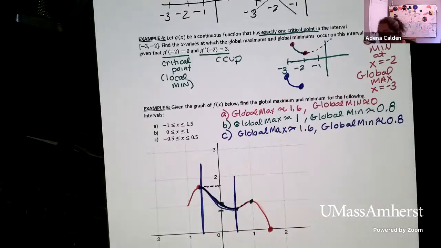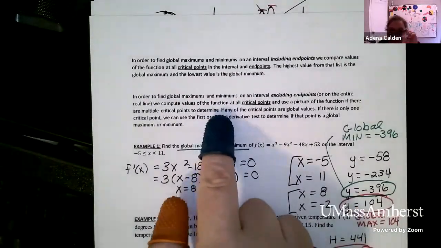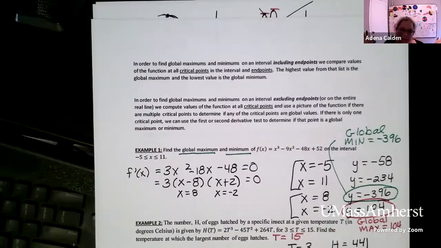So I'm just going to go back to our definition page that we started with. What do we do if we don't have endpoints? In order to find a global max and min on an interval that doesn't have any endpoints, so just an open interval, we compute the values of the functions and find all the critical points. So we still do that step. We say, okay, are there critical points of this function?